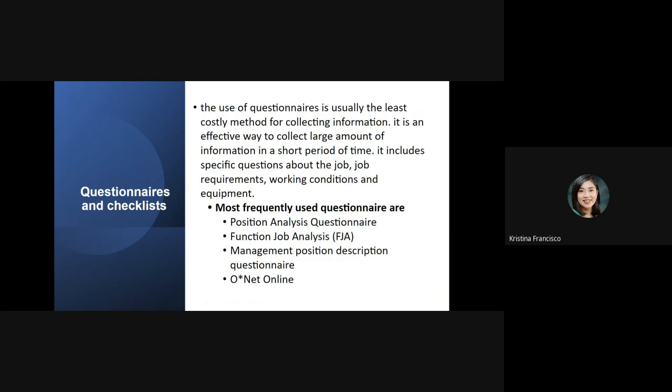Also, with this one, we have also the use of survey questionnaires. So, survey questionnaires and checklists are useful for gathering data from many employees, especially when geographically dispersed.